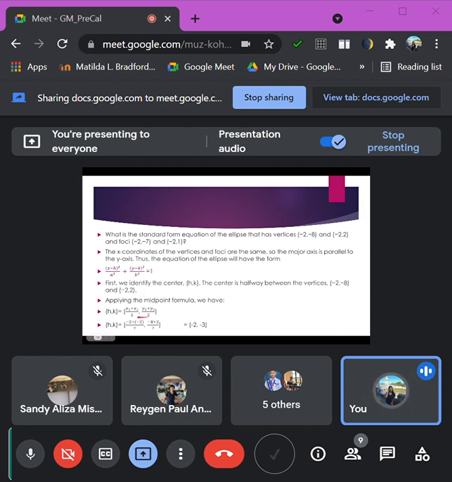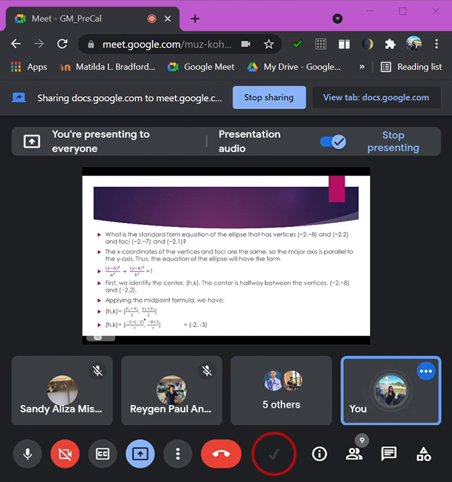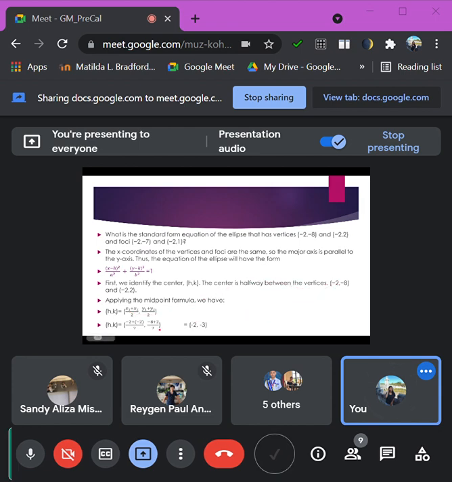Then you're just going to substitute. So, x sub 1 is negative 2. And then x sub 2 is negative 2. Plus negative 2. And then divide by 2. And then we have for y sub 1 that is negative 8. Plus y sub 2 that is 2 and then over 2. And then simplify. Negative 2 plus negative 2 that is negative 4. Negative 4 divided by 2 that is negative 2.